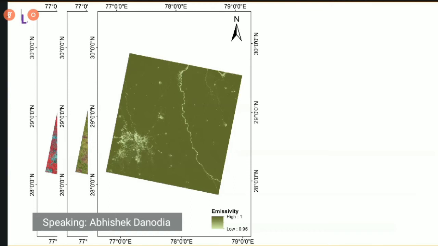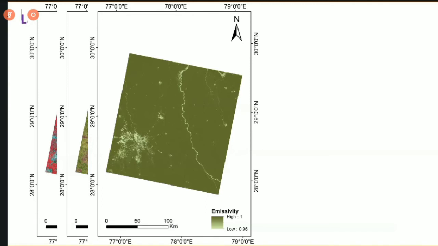Then emissivity. Here I use my earlier NDVI data sets, and I use the NDVI-based emissivity methodology. If you simply type NDVI-based emissivity on Google, you can find the particular formula and details regarding how we generate the emissivity.